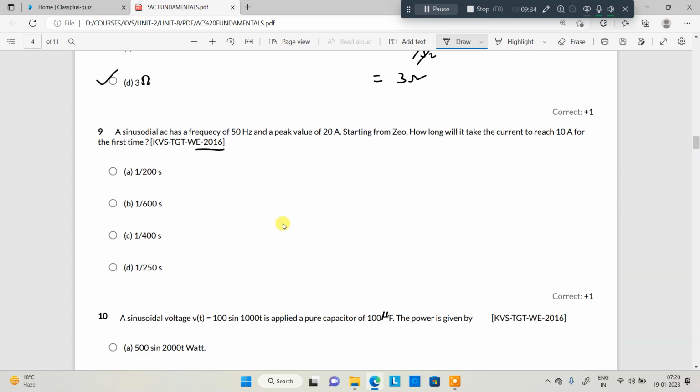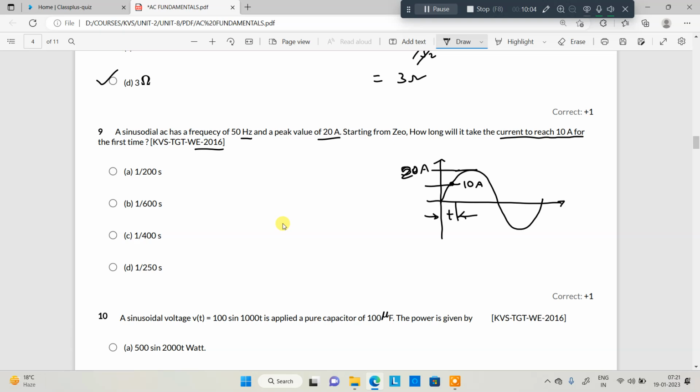This is a 2016 question paper. A sinusoidal AC has a frequency of 50 Hz and a peak value of 20 amperes, starting from 0. That means we have a current value starting from 0. 50 Hz is the frequency. The maximum value is 20 amperes, right? How long will it take to reach 10 amperes? That means, for example, this is the 10 amperes, how much time will it take to reach that particular value, they are asking. Okay, let us see.